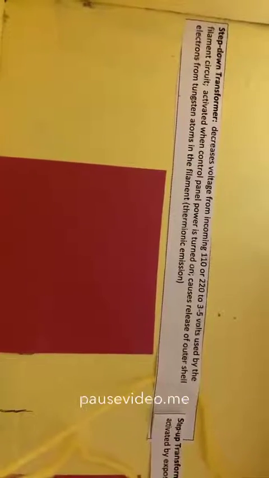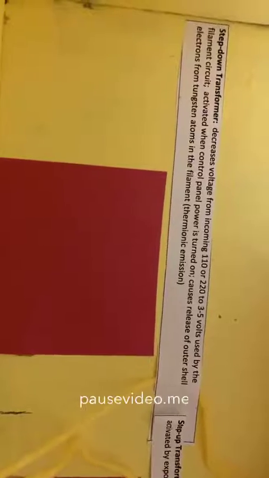Then moving to the step-down transformer. This step-down transformer decreases voltage from incoming 110 or 220 to 3 to 5 volts used by the filament circuit. The filament circuit, activated when the control panel power is turned on, causes release of outer shell electrons from tungsten atoms in the filament.